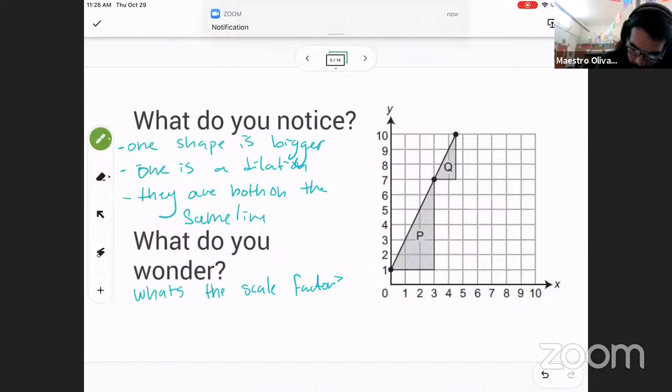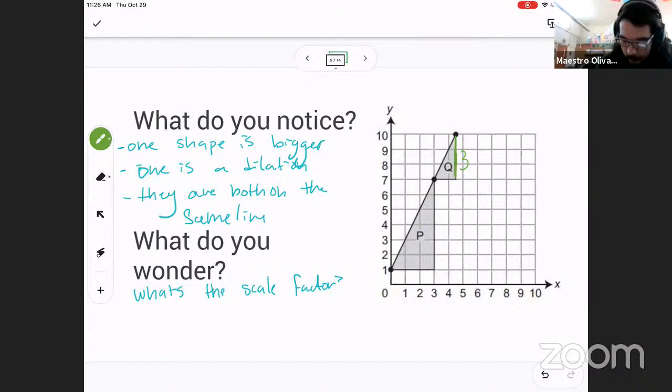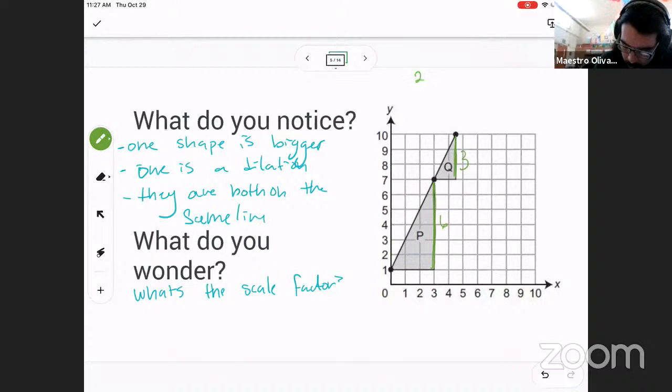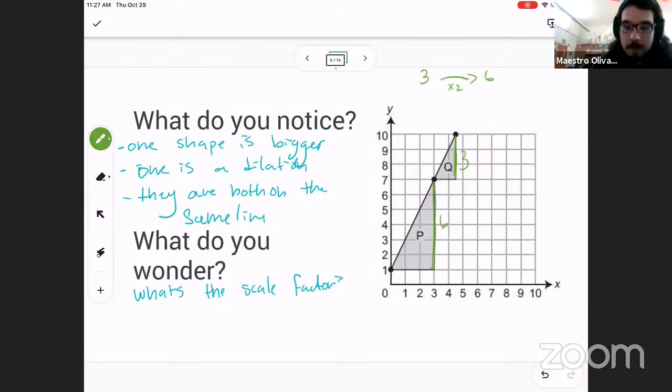Can I have a volunteer tell me what the height of this first triangle is? 3. Thank you so much. What's the height of the bigger triangle? This one here. 6. Perfect. So it's just like double. It's double the second triangle. Yes, it doubles by 2.